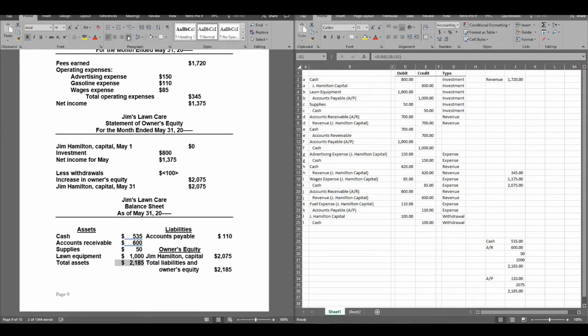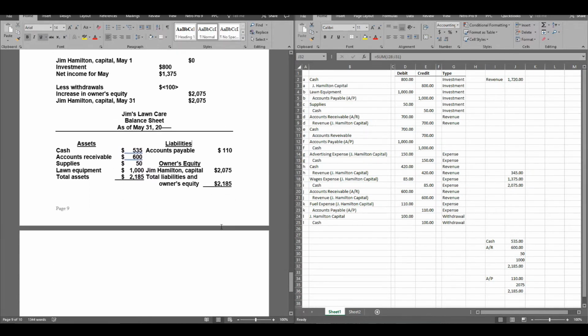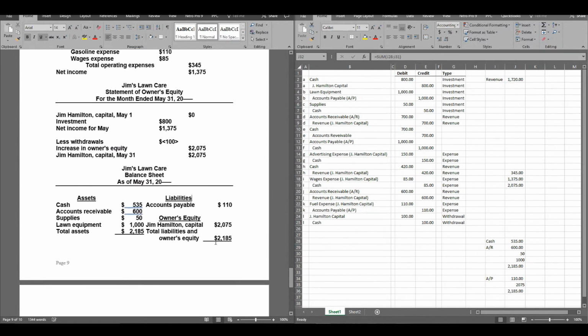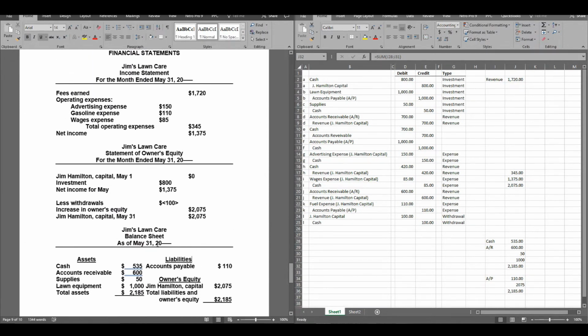Let's go ahead and do a little formatting here. We'll go ahead and underline that like that. And our total liabilities plus owner's equity are $2,185. So we know we're in balance, and we've completed some financial statements and some basic accounting entries to this point.